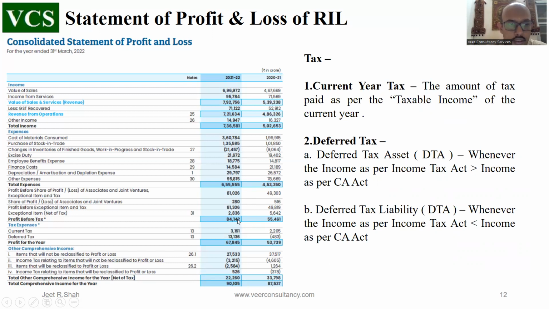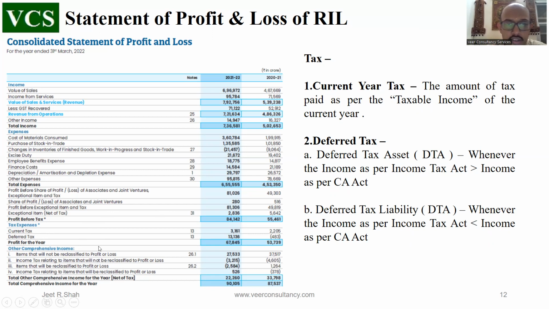So over here, this is the profit before tax. So from total revenue, you remove the total of the expenses, you get 84,142 crores as the profit before tax. From PBT, you are going to pay the tax. There are two taxes that you can see over here. One is the current tax, that is 3,161 crores.